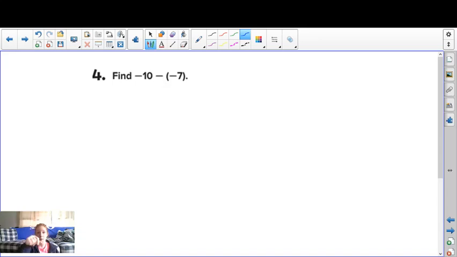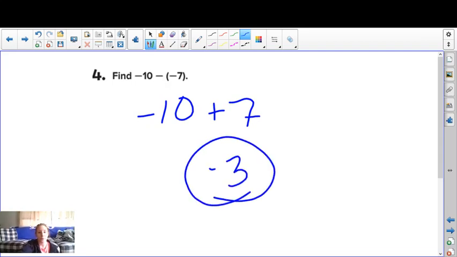So I have negative 10 minus negative 7. This will turn into negative 10 plus 7, which I'm still negative, but I'm only negative 3 now.